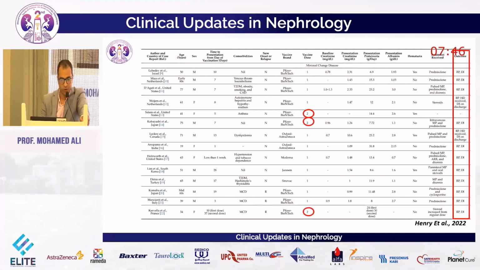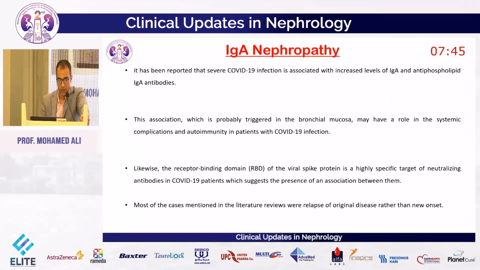What about IgA nephropathy? It has been reported that severe COVID-19 infection is associated with an increased level of IgA and antiphospholipid IgA antibody. This association, which is probably triggered in the bronchial mucosa, may have a role in the systemic complications and autoimmunity in patients with COVID-19 infection. Likewise, the receptor binding domain of the viral spike protein is a highly specific target for neutralizing antibody in COVID-19 patients, which suggests the presence of an association between them. Most of the cases mentioned in the literature review were relapse of original disease rather than new onset disease. The exact underlying pathogenesis of IgA nephropathy following COVID-19 vaccination is unknown.